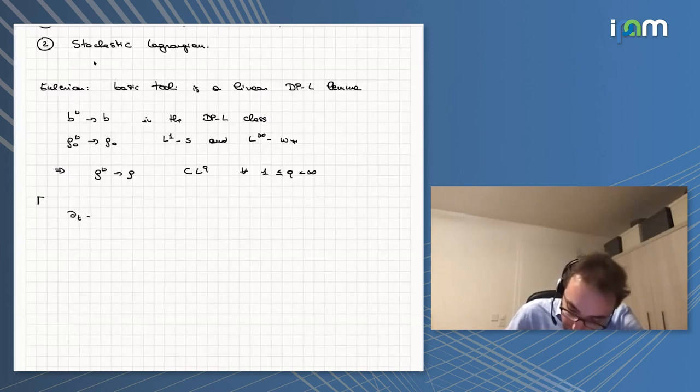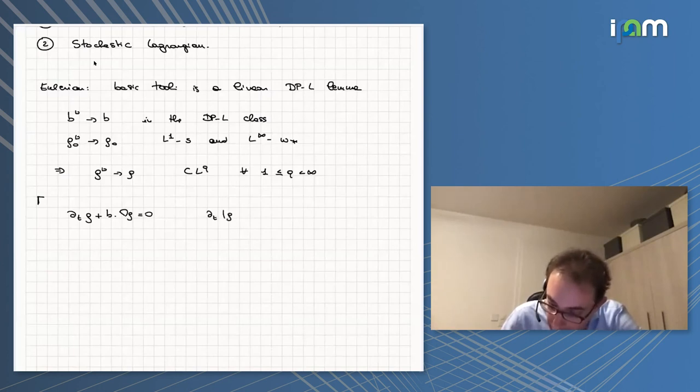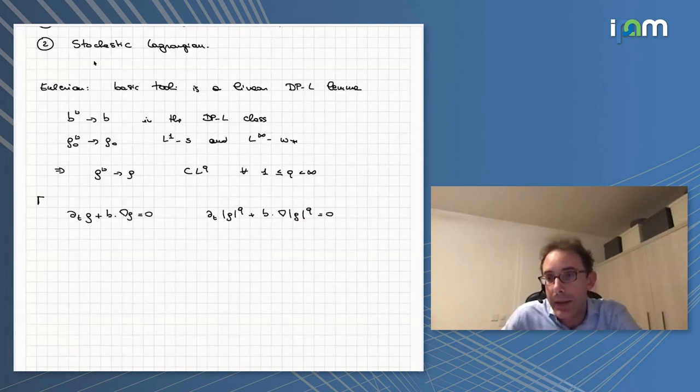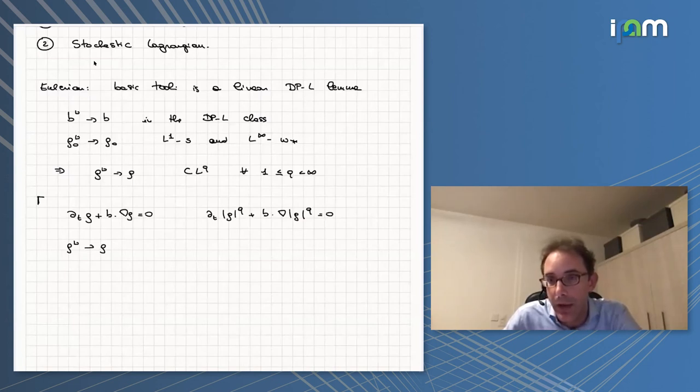So I have my equation in the limit. The couple rho, b will satisfy this equation here. I know from the DiPerna-Lions theory that this is also a renormalized solution. I have fixed q before, so I also have that rho to the q is a solution to the same equation. And then I have basically two weak compactness results. I have the weak compactness of rho nu, which, due to the strong convergence of the vector field, will converge weakly to rho. But on the other hand, by uniqueness for the limit equation, I also have that rho nu to the q will converge weakly to rho to the q.